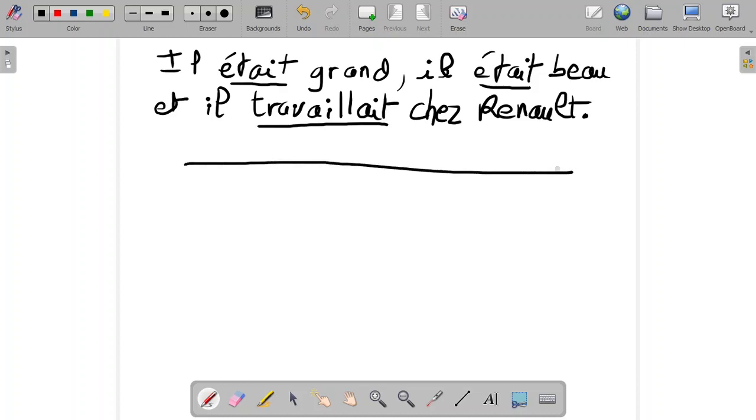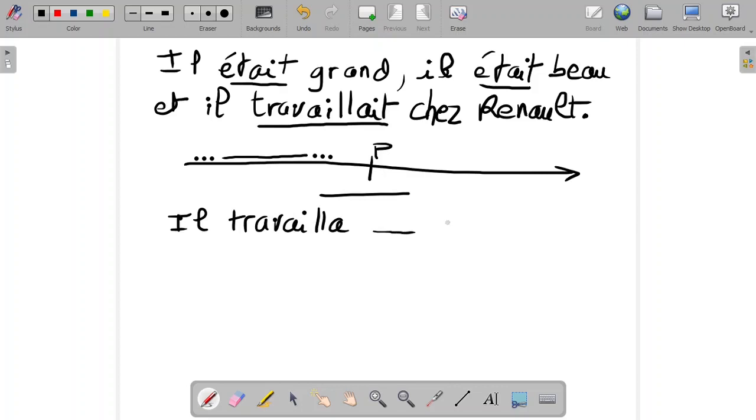So it means timeline, present. So it's basically a period, ongoing period. You don't really know where it started and where it ended. So that's fine. But you could also say, and before I was saying that, okay, like il travaille, blah blah blah, de this date to that date. Okay, il travailla, he worked, blah blah blah, from this date to that date.